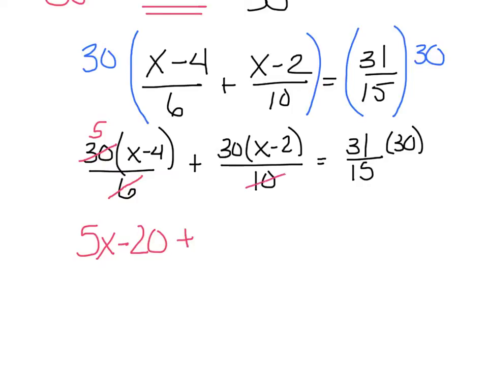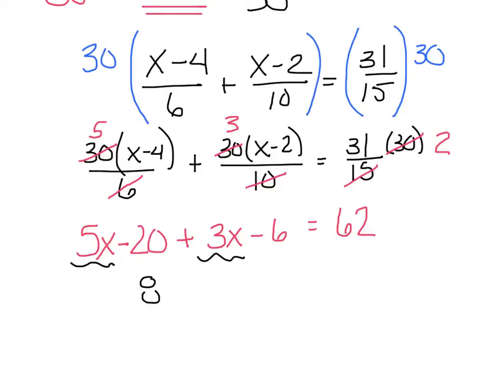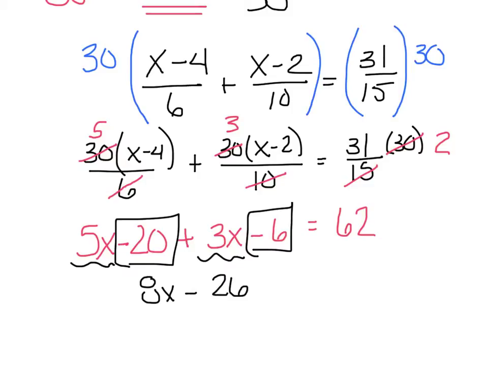Watch the next term. I got a plus sign. 10 goes into 30 3 times. So now I'm really only multiplying by the 3. 3x minus 6 equals 15 goes into 30 2 times. So I'm really only multiplying by 2 now. 62. Now I have a nice linear equation to clean up. The 5x and 3x make a total of 8x. The negative 20 and negative 6 make a negative 26 equals 62. So that's 8x equals 88. And if I divide, x equals 11.